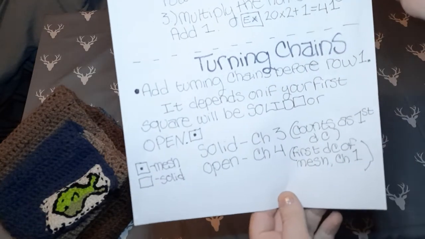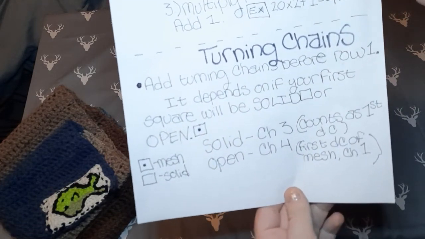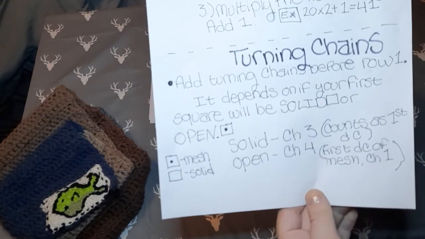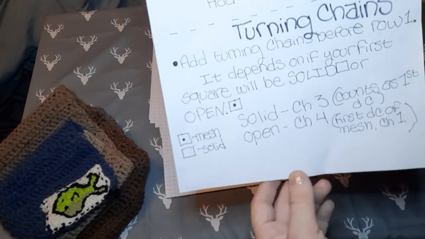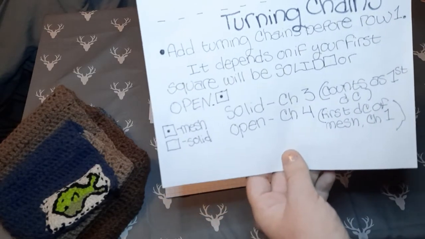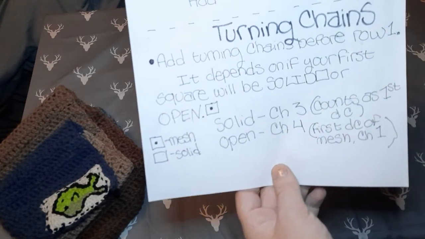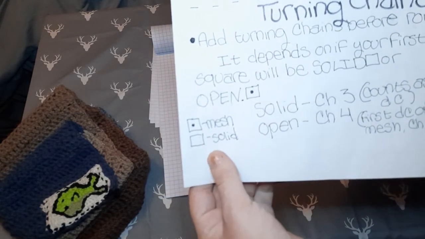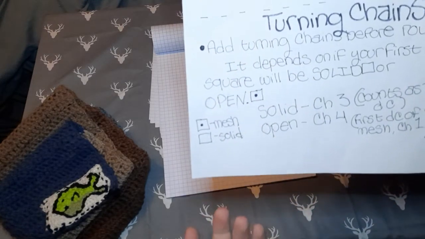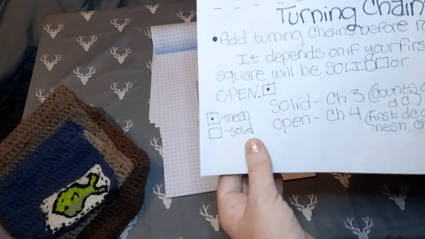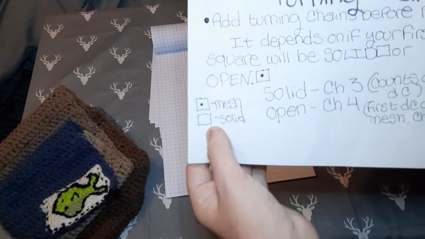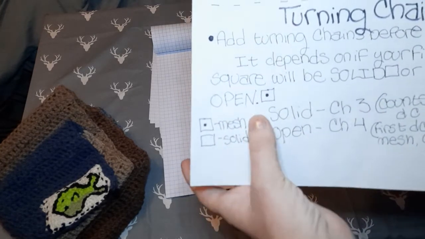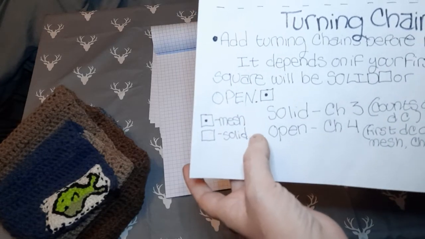To calculate your turning chains, you're going to add them before row 1. So this will be factored into the total you need. It depends on if your first square will be a solid or an open mesh. If you don't know, this will be solid. Even if you're looking at a pre-existing pattern, you can figure that out by seeing if it's represented by a solid square or if there's a little dot in the middle. If it's a dot, it's a mesh. If it's a square, it's a solid.